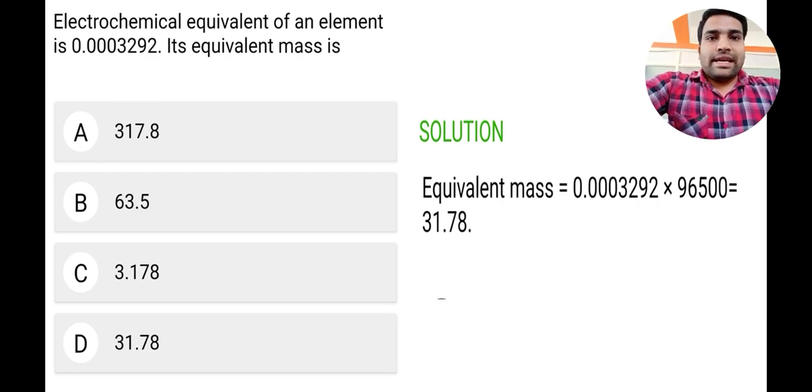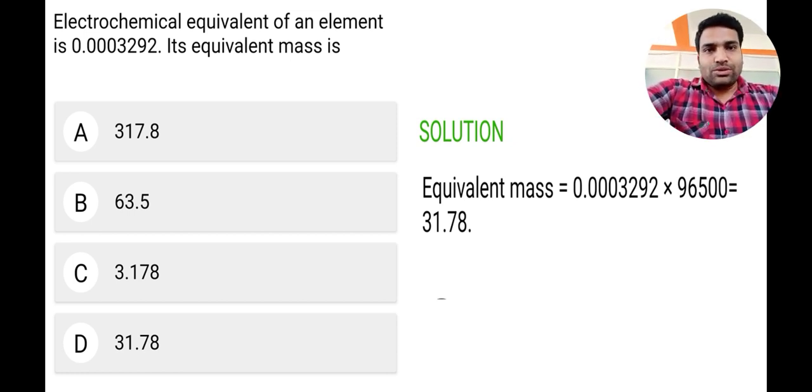Next one, the electrochemical equivalent of an element is 0.0003292. Its equivalent mass is? To calculate equivalent mass, we must know the electrochemical equivalent times Faraday's constant. This is the formula. So here we have four options. Before going to the options, let's calculate that. Equivalent mass is equal to 0.0003292 into 96,500. It comes to around 31.78. So in these options, D is the option, that is 31.78.